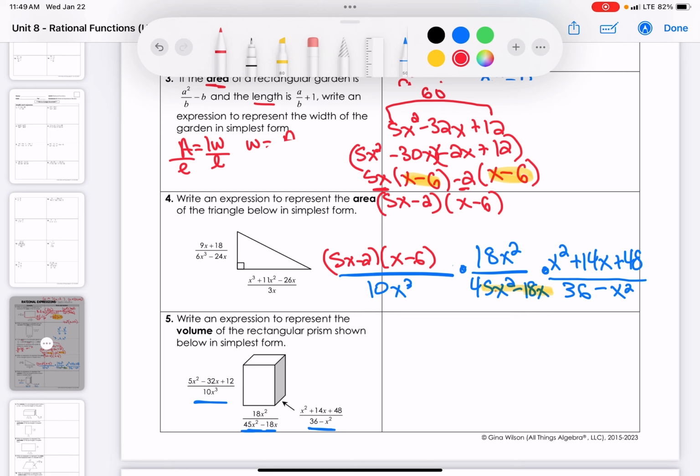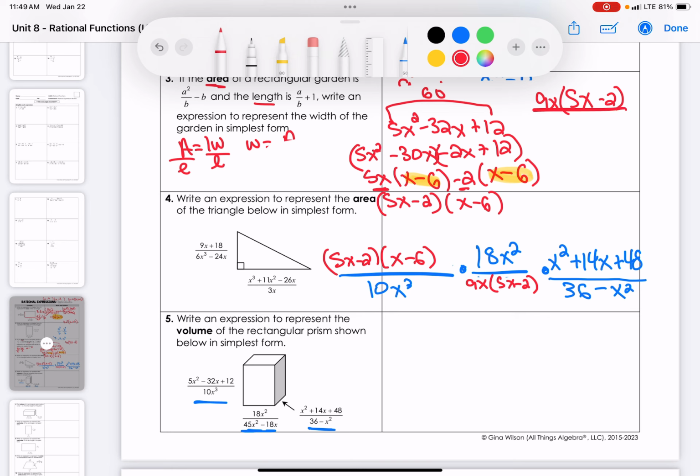So what could I factor out of both of those? What goes into both? Looks like 9x is what I'm going to factor out. So if I take out the 9x, I'm left with 5x minus 2. So I'm going to erase that and replace it with that. So I have 9x times 5x minus 2.